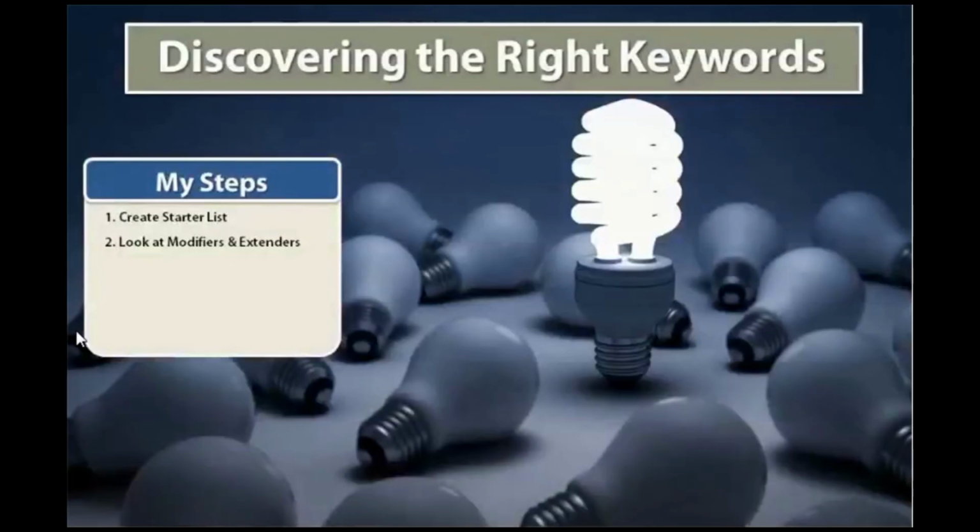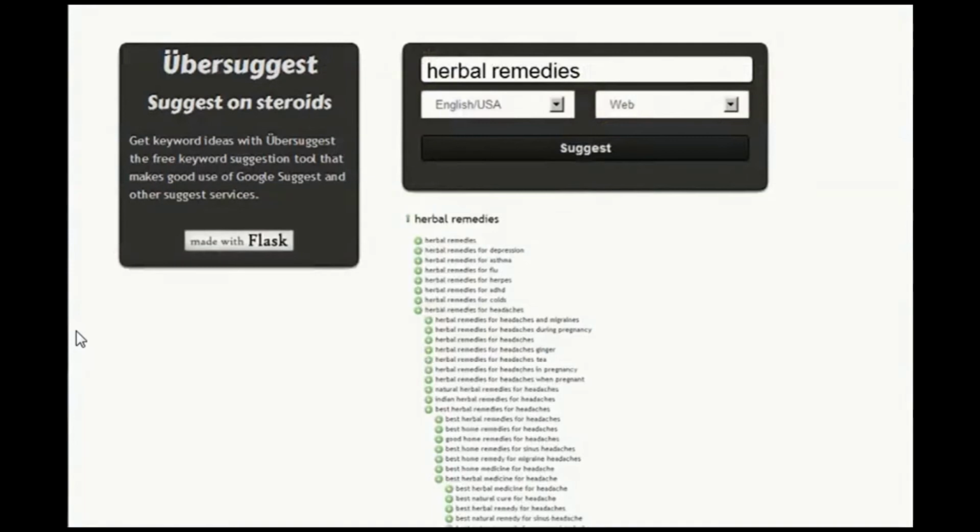Next, you want to add modifiers and extenders to the keywords you have brainstormed. An easy way to do this is with Ubersuggest. This handy tool takes full advantage of the Google mechanics that provide suggestions as you enter in your query. However, Ubersuggest looks at all the variations that Google provides. You can see I started with the base keyword herbal remedies. Ubersuggest then provides every possible combination that Google can think of.